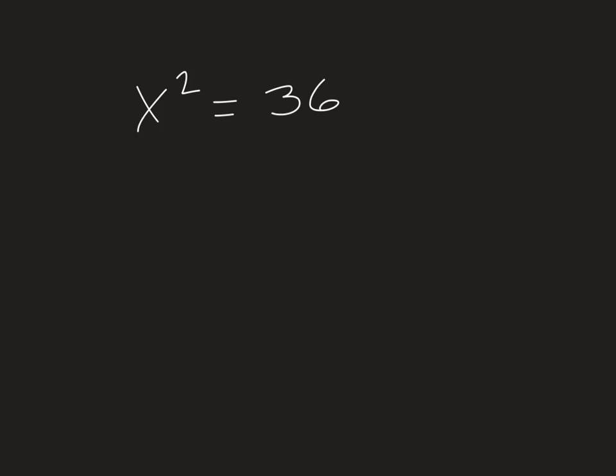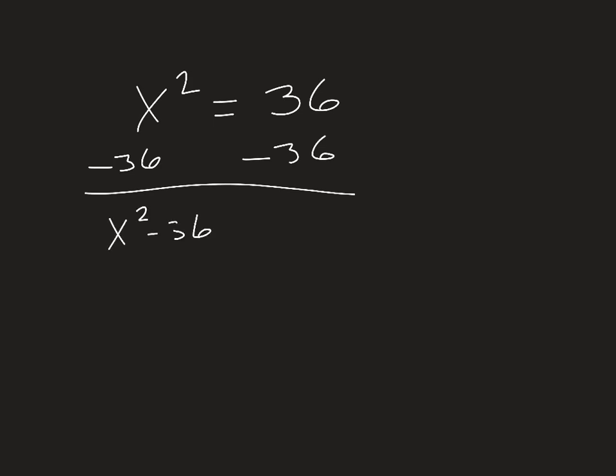So the way you would solve the fourth one is, first of all, you need to get the equation equal to 0. So you're going to move 36 over to the other side of the equation. So it's x squared minus 36 equals 0.